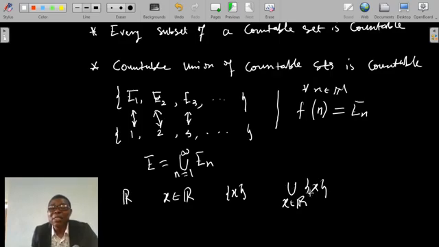So this is an uncountable union of countable sets, and this particular union turns out to be the entire real line. What this means is that this union, though it is a union of countable sets, turns out to be not countable. But whenever we take a countable union of countable sets, then that countable union of countable sets must be countable by this, let me call it proposition.